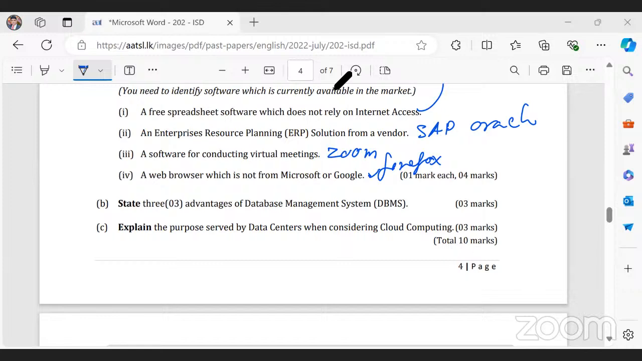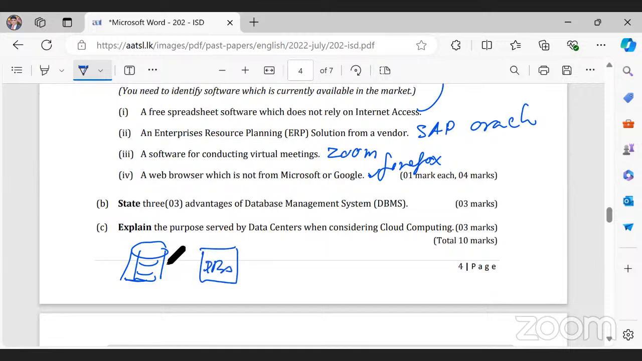Explain DBMS, database management system. Now a database is a data storage, right? We can store data just on a disk. That is a database. Now DBMS, database management system, lets other users access this.